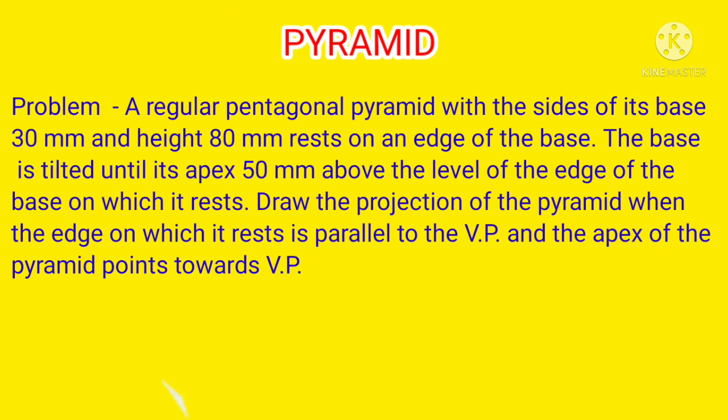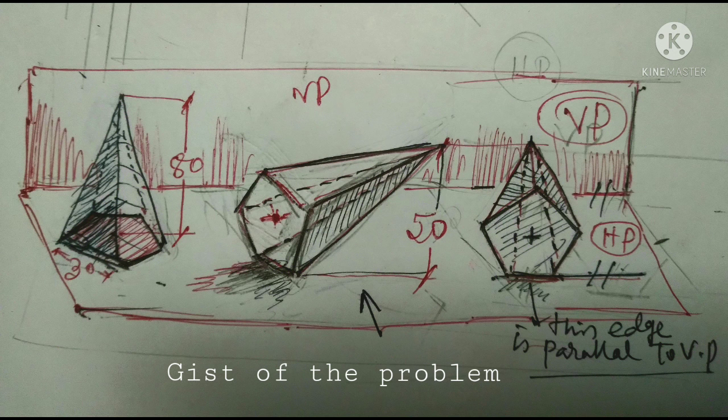Now we will get the gist of the problem. Here we can see a pentagonal pyramid. One of its sides of base is 30 mm and the height is 80 mm long. In the second case, the apex is 50 mm from the ground. And finally, the edge of the base on which it rests is parallel to the VP. Let's start to draw the problem.